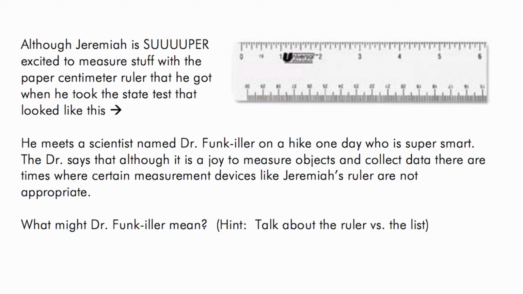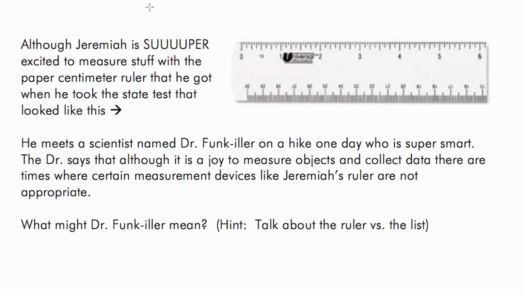Anyway, he meets a scientist named Dr. Funkiller on a hike one day who is super smart. The doctor says that although it is a joy to measure objects and collect data, there are times when certain measurement devices, like Jeremiah's ruler, are not appropriate. What might Dr. Funkiller mean? Hint, talk about the ruler versus the list.